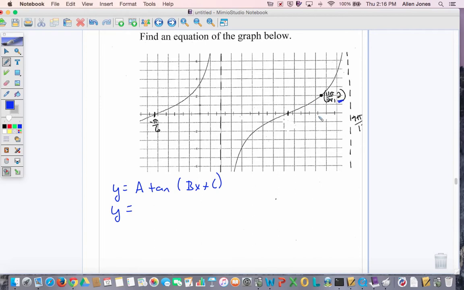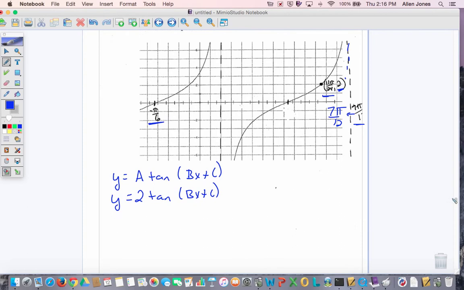Amplitude, mentioned this earlier, is only pictured here in a quarter or 3/4 point, so notice there's 2 here. Our amplitude is 2 tangent of bx plus c. You'll notice also here that we have 3 different points listed: negative pi over 6, 11 pi over 24, and this one over here is negative 7 pi over 12. I'm going to rewrite it over here since it's kind of cut off on our sheet. So negative 7 pi over 12 is this asymptote line on this side right here.